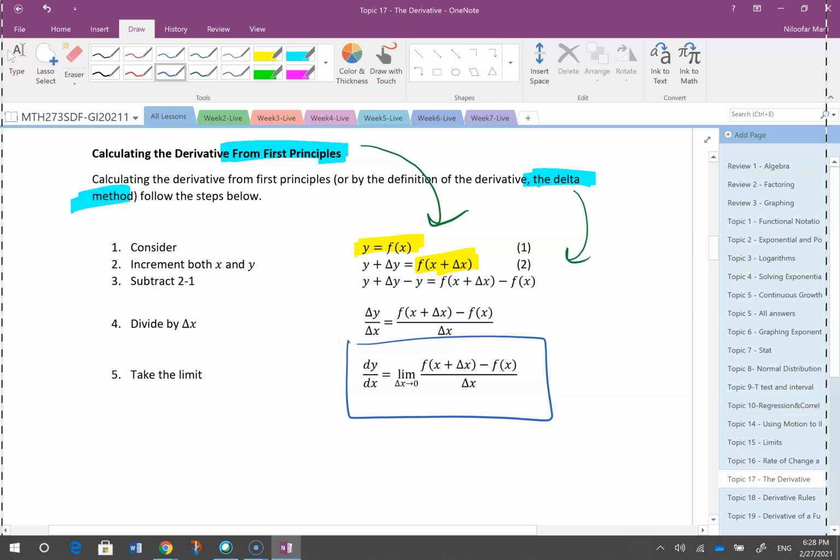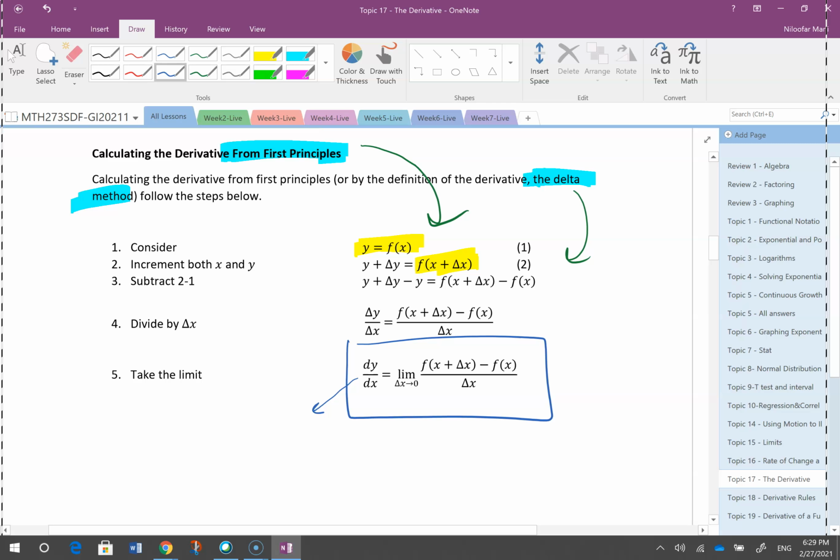Some books call the derivative dy over dx. So they say dy based on x. We don't say dy divided by dx. No, dy over dx means derivative based on x. It means my variable is x and I am finding the derivative based on that.